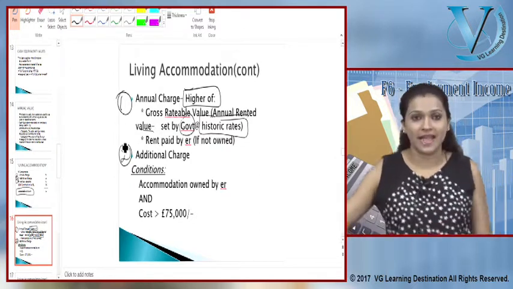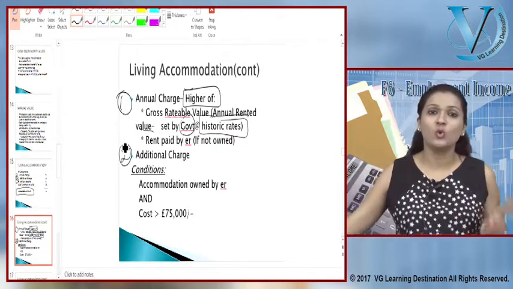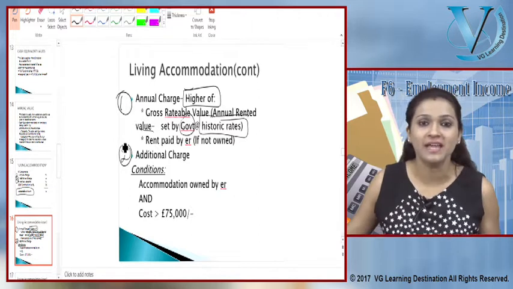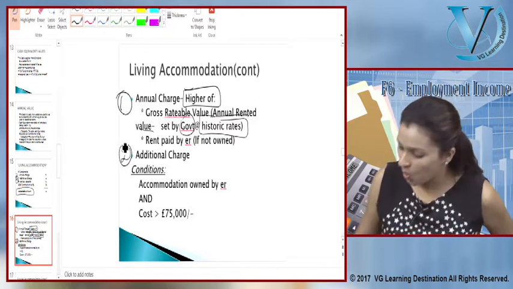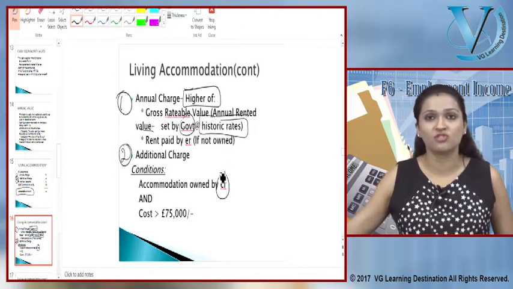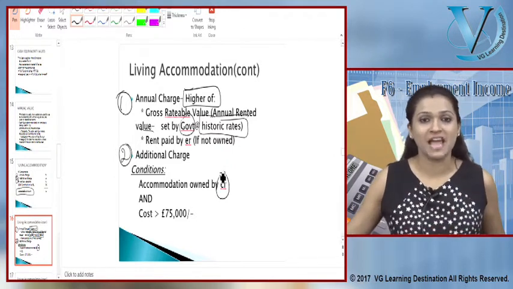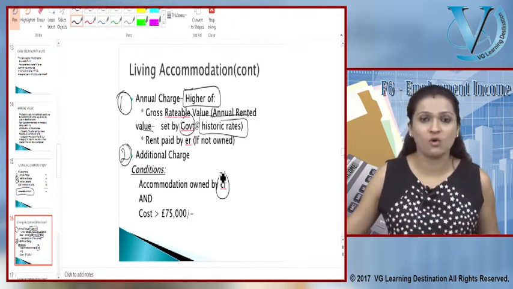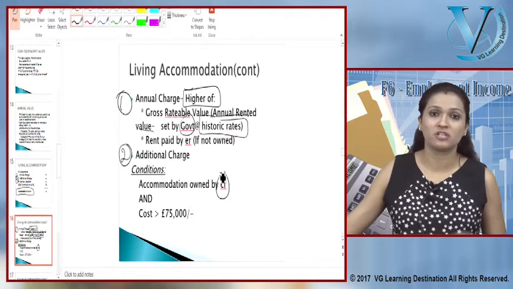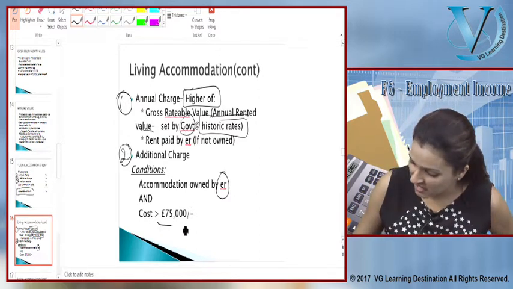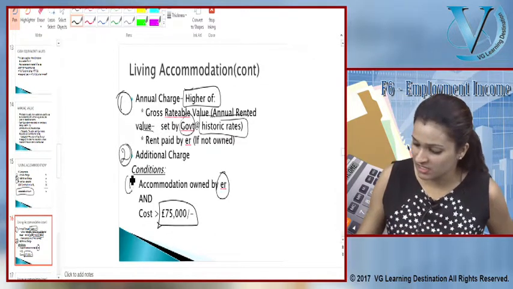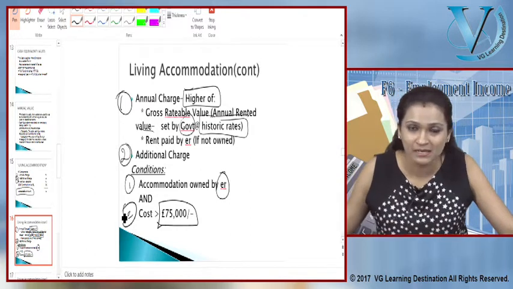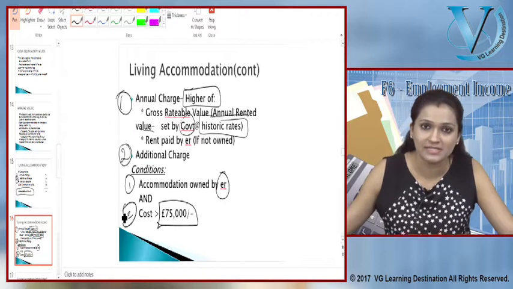Now, to be able to levy this additional charge, there are 2 conditions that need to be met. The first being that the accommodation must be owned by the employer. The employer must have bought this accommodation. He is not paying rent for it. And also that the cost of this said property should be more than £75,000. So these are the 2 conditions that must be met in order for the employee to be liable to pay an additional charge towards the property.